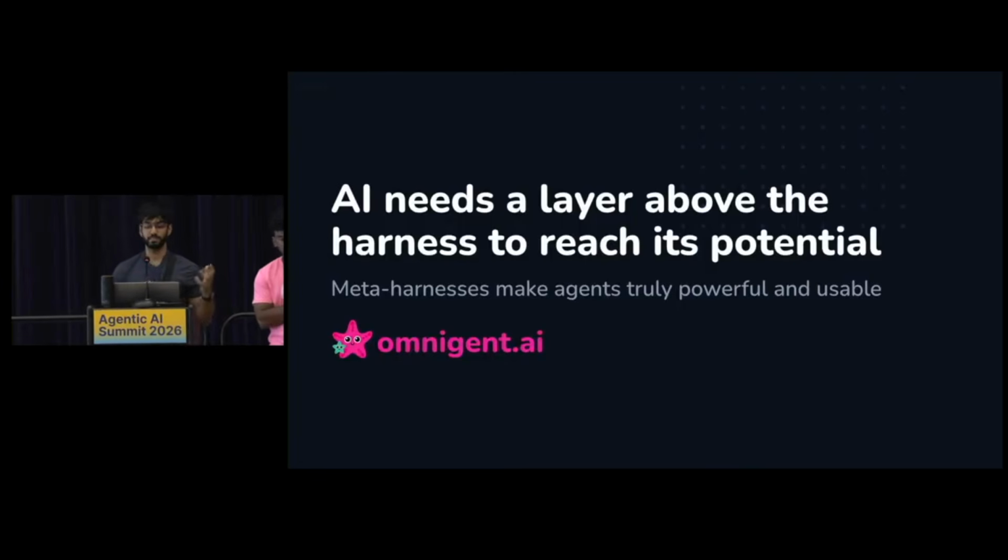So that's the idea. AI needs a layer above the harness. The harness ecosystem is going to keep producing great tools every month, and you shouldn't have to commit to one of them. Everything I've shown you so far is open source at omnigent.ai, and rather than keep telling you about this, I'm going to hand it back over to Arvind, who's going to show you the whole thing live.